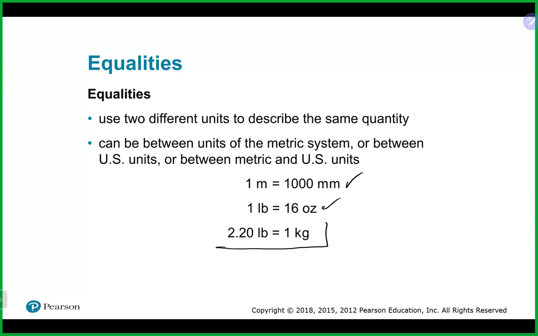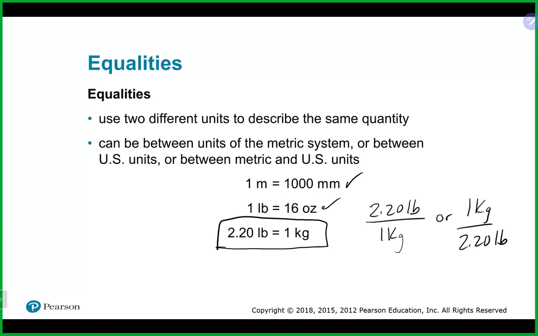So for example, if we were using this equality in a calculation, we could get two conversion factors: 2.20 pounds over 1 kilogram, or 1 kilogram over 2.20 pounds. And if we use that in a conversion, we would want to actually look at the significant figures here and take them into account. The number that we would look at in this case is this number. We wouldn't look at the 1. We would just look at the 2.20, and this would contribute 3 significant figures in our calculation.